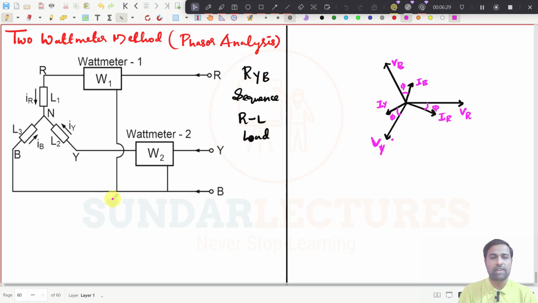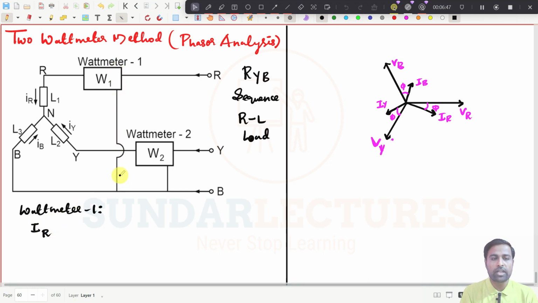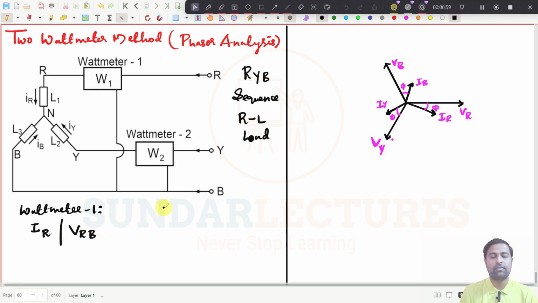Now you see, you come here. Now you see the wattmeter. What is the current here? It is IR. That is wattmeter one. The same thing, wattmeter one. What is the current? It is IR. And what is the voltage here? It will be VR minus VB, right? Both the voltages. So the voltage here is VRB, right?